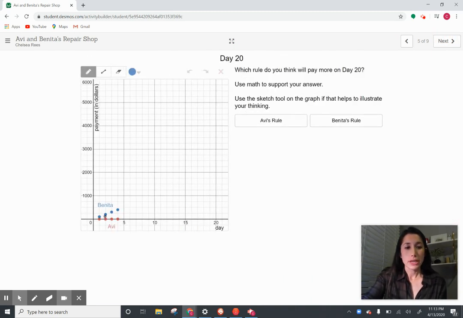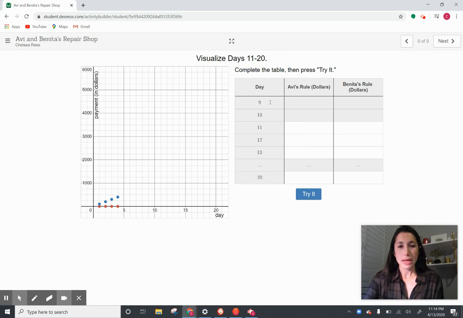Now day 20. You might notice in your table of values that one of these might be more consistent, like a line, and one of these might be like a curve. Based on those two things, you're going to make a prediction about day 20, using a graph to help you make your prediction. Then here we're going to be adding day 9. Now we're adding in day 11, 12, 13, and then you are trying to get your dollar amount for day 20.